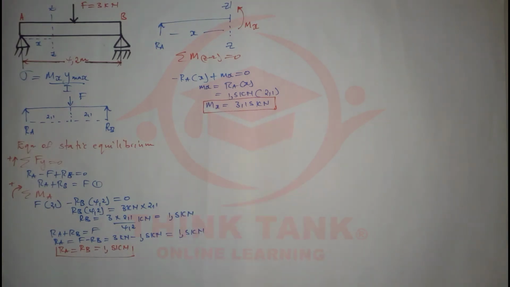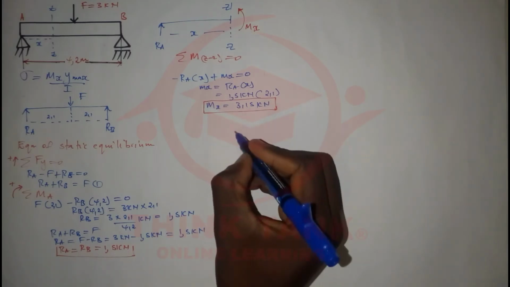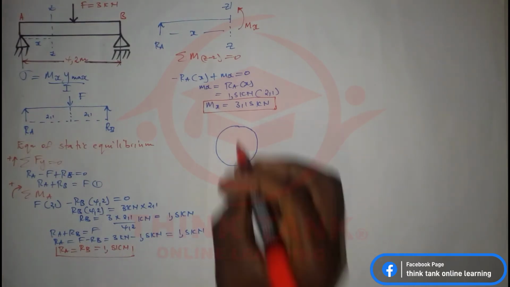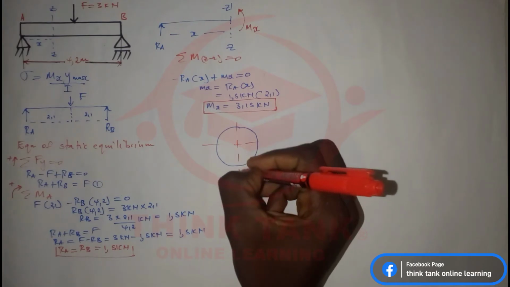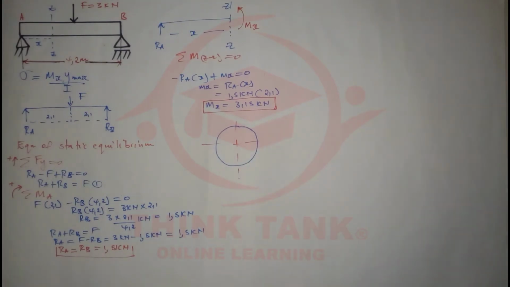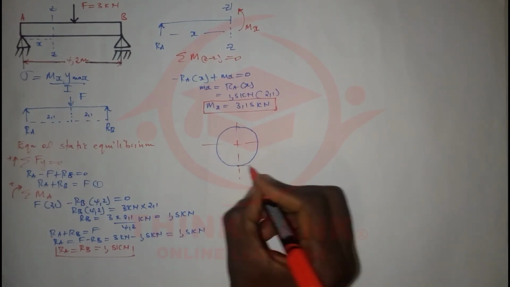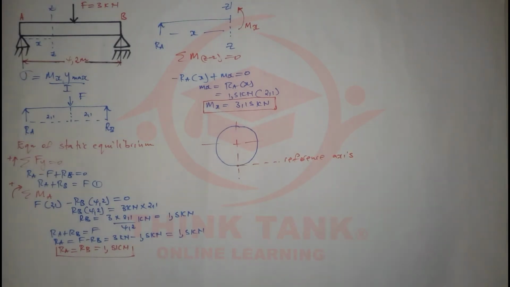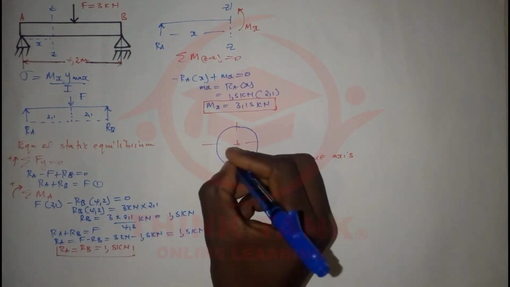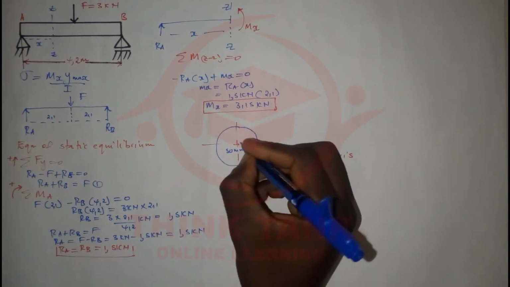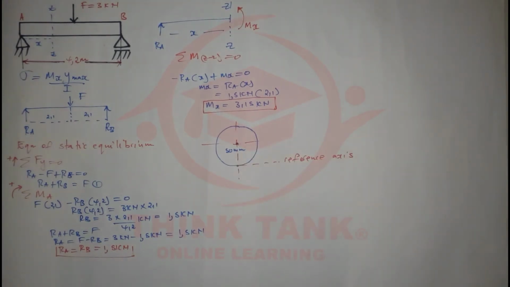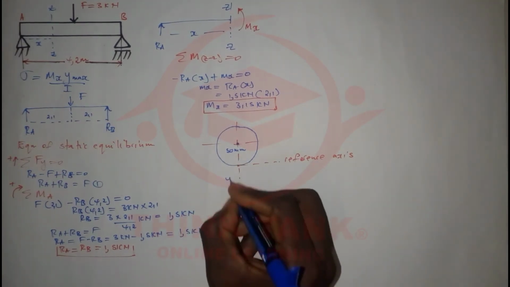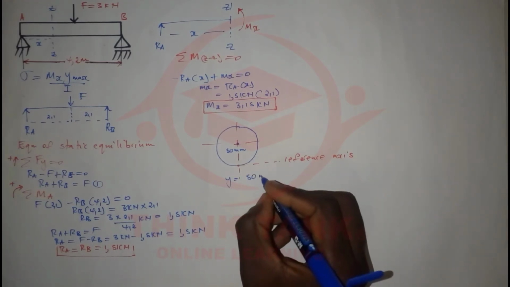If we look at our question, it says that the cross section of the beam is a circle. So if it is a circle, it is going to have a center right here. Because I don't want to work too much, I'm going to take this point as my reference axis. And since the diameter of this circle is 100, that means the distance from here is going to be 50 millimeters. So I've said I want to look at y max as the center of gravity. You can see here the distance from here to here is going to be equal to 50 millimeters. So I can write my y as 50 millimeters.